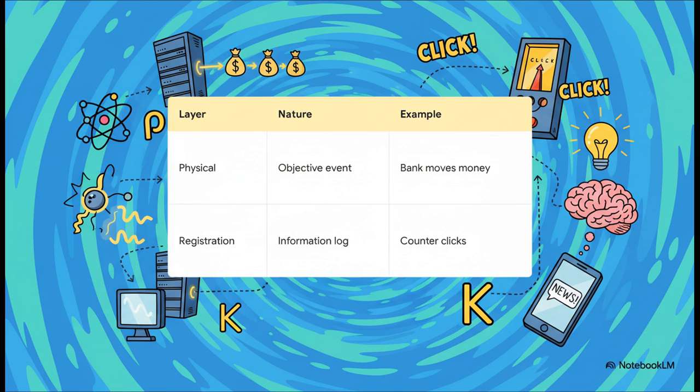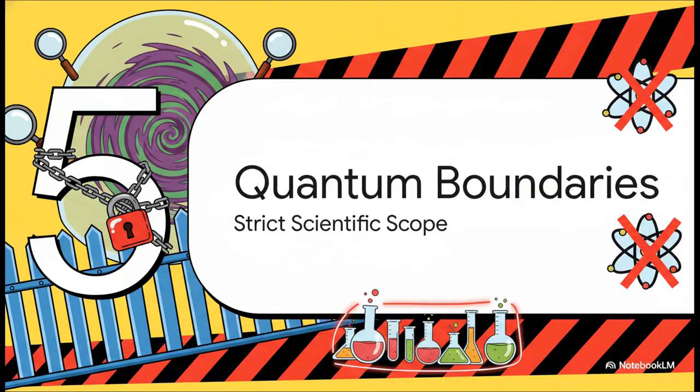Looking at the symbols, we use Rho for physical reality and K for registration. And for the examples, Rho is the objective atom decaying, or the bank servers moving money. K is the Geiger counter clicking, your phone getting a text, or your brain finally learning the news. You really have to grasp that actual physical events and the data logs of those events are entirely separate things in this framework.